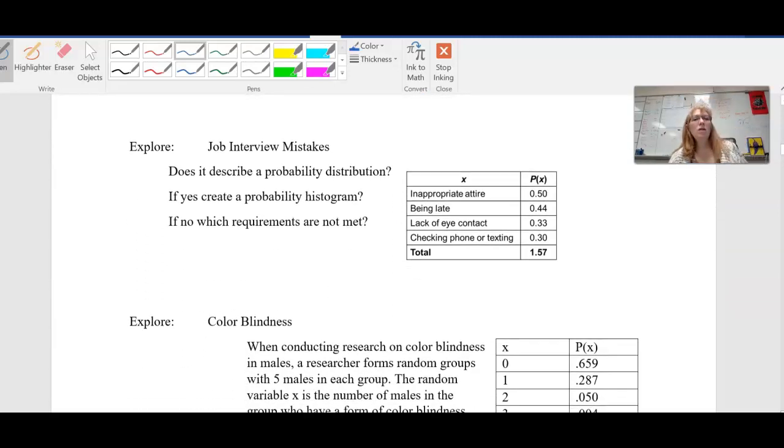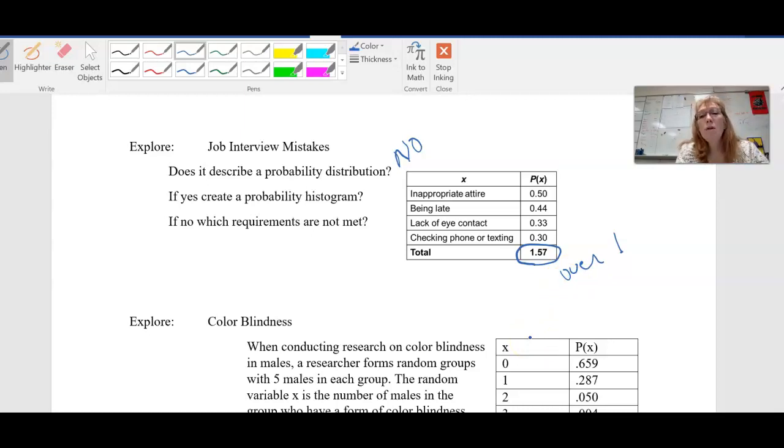All right, job interviews. Let's look at this. Pause and see if it works. Does it describe a probability distribution? And the answer is no. When you look at this, this is above 1. It can never be above 100%. This is bad, so this is over 1. This is not possible. So can I create a probability distribution? The answer is no, because it doesn't meet the criteria. Since it doesn't meet the criteria, we should not create a probability distribution.